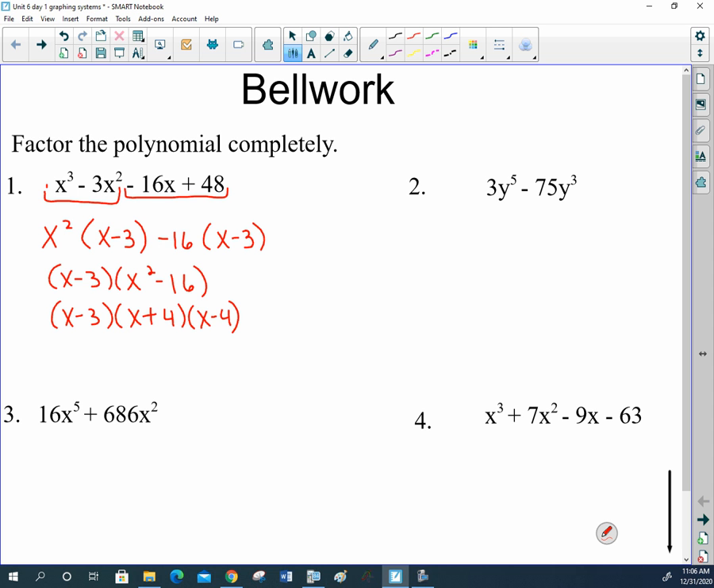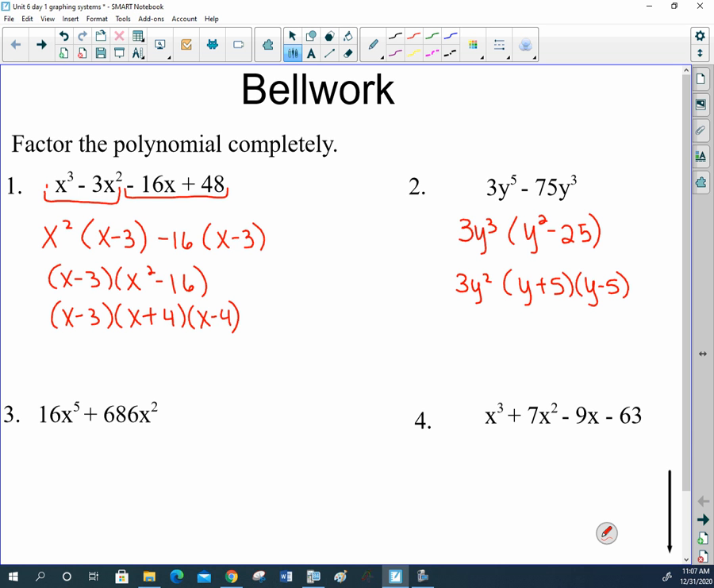Number 2, it looks like to me it's 2 terms, so I'm thinking special patterns, but before I do that, I always look for greatest common factor, and I notice those both have 3y to the third common, so I'm going to factor out a 3y to the third. And that's going to leave me with y squared minus 25. And once again, I recognize that y squared minus 25 is the difference of squares. So I'm going to go ahead and factor that to y plus 5 and y minus 5.